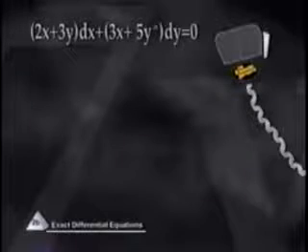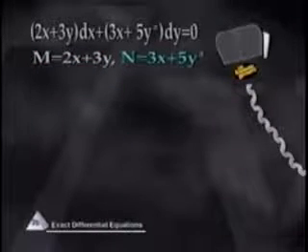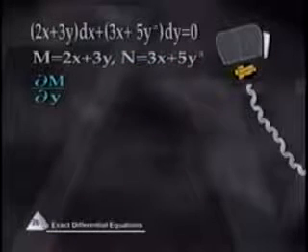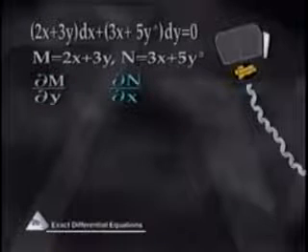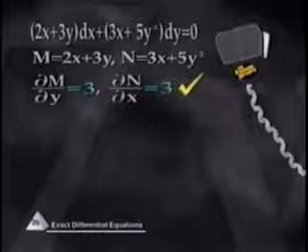Here's what we did. We started with the equation (2x plus 3y) dx plus (3x plus 5y squared) dy. First, we tested to see if the equation was exact. We let m be 2x plus 3y and n be 3x plus 5y squared, and found that the partial derivative of m with respect to y and the partial derivative of n with respect to x were both 3. So the equation passed the test.